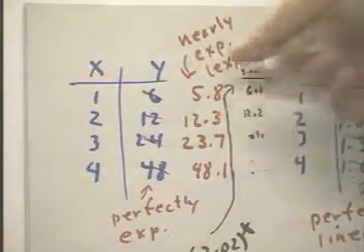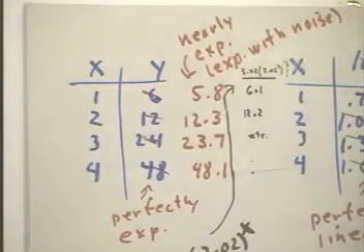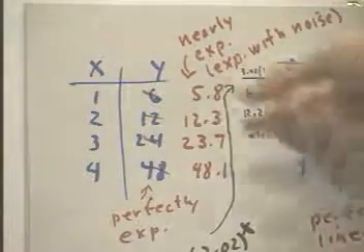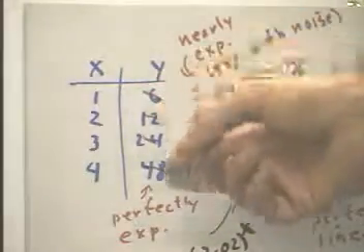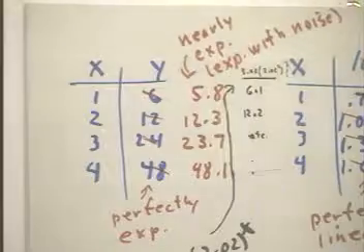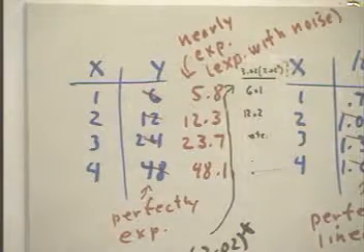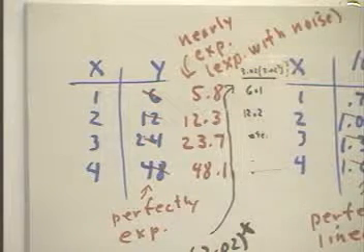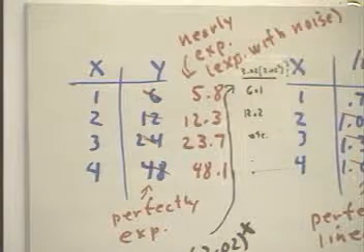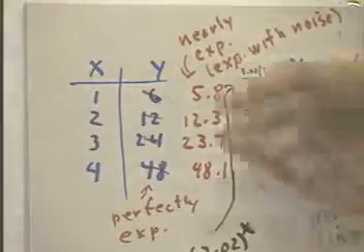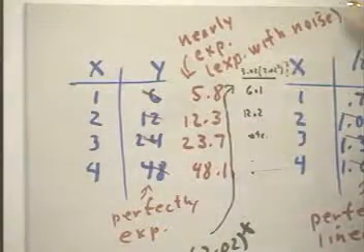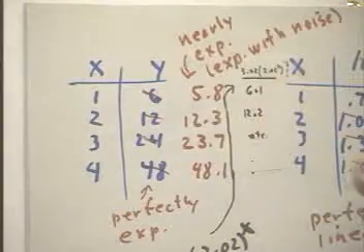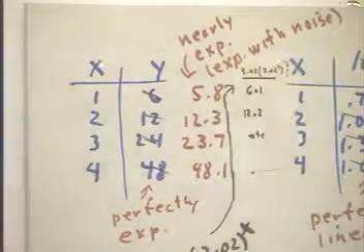So here we have nearly exponential data with noise. Now we know that our model should be exponential because we don't have all that much noise here. Nothing differs from the perfectly exponential data by more than 0.3. However, if we expect the data to be exponential, we're going to linearize it by taking the log of all our y values. And let's see how that works.